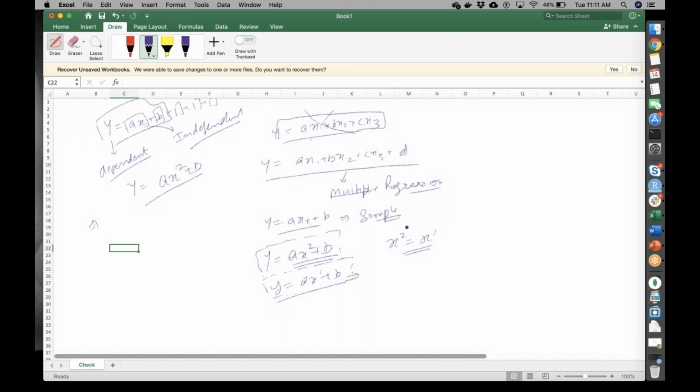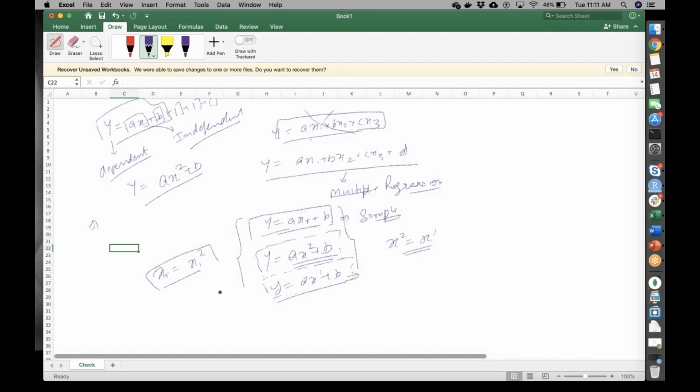Let's say in this particular example, this is your equation. What if I say x dash is actually equal to x1 square? We were saying that this is again an example of simple linear regression. But the moment we do this, the answer is that all of them are linear in nature. You're not talking about an individual curve for each of these variables.